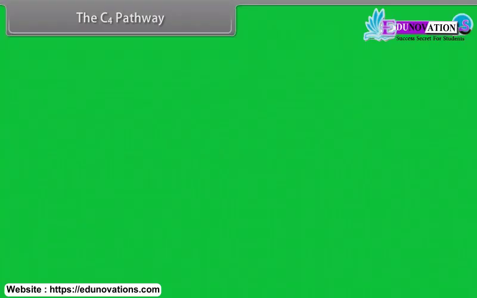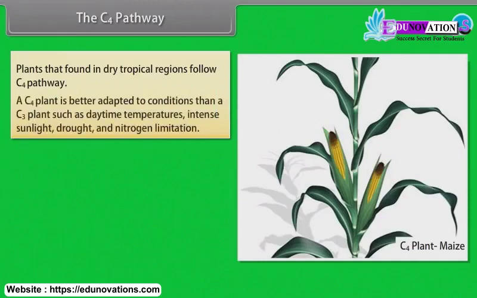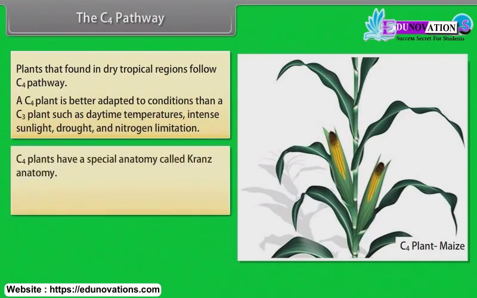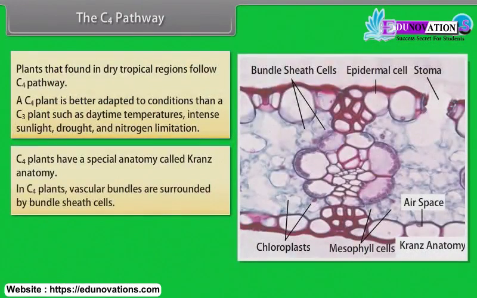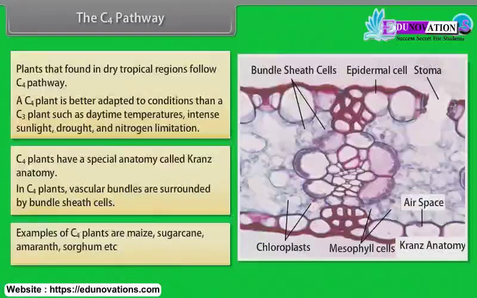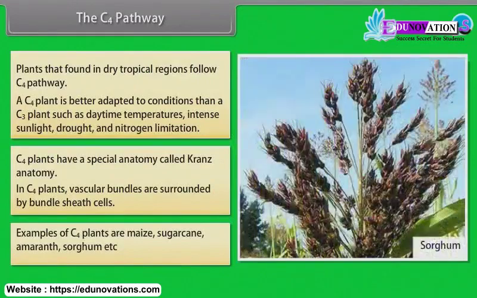The C4 pathway. Plants that are found in dry tropical regions follow the C4 pathway. A C4 plant is better adapted to conditions than a C3 plant, such as high daytime temperatures, intense sunlight, drought, and nitrogen limitation. C4 plants have a special anatomy called Kranz anatomy. In C4 plants, vascular bundles are surrounded by bundle sheath cells. Examples of C4 plants are maize, sugarcane, amaranth, sorghum, etc.